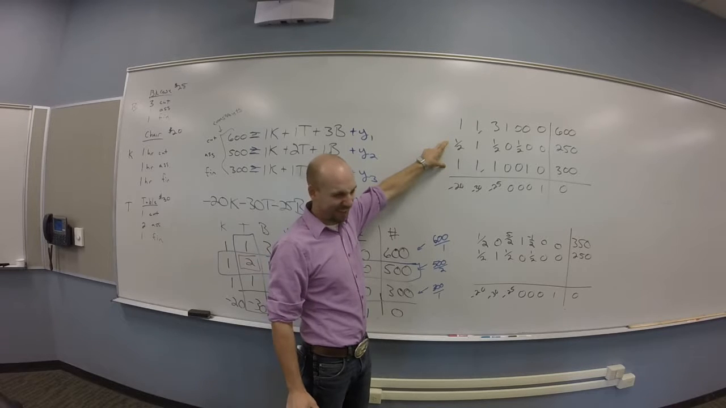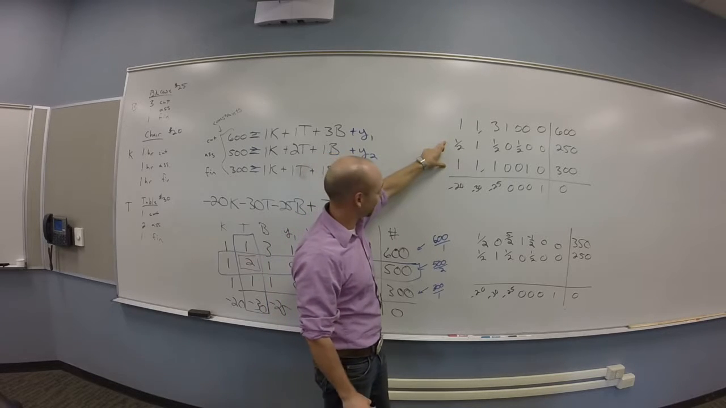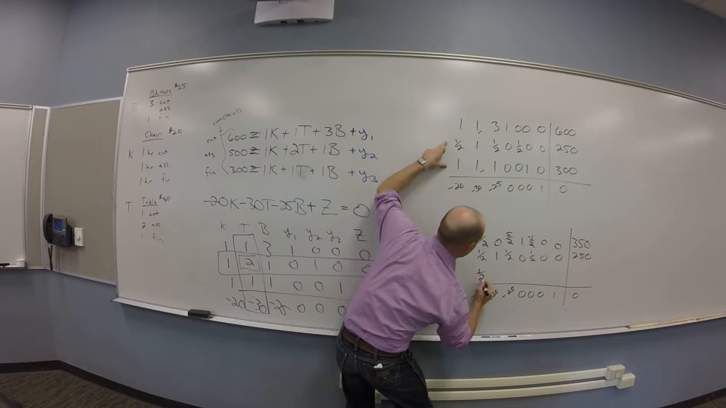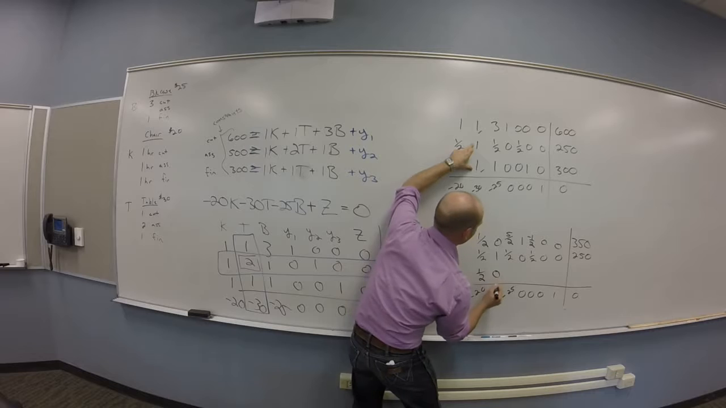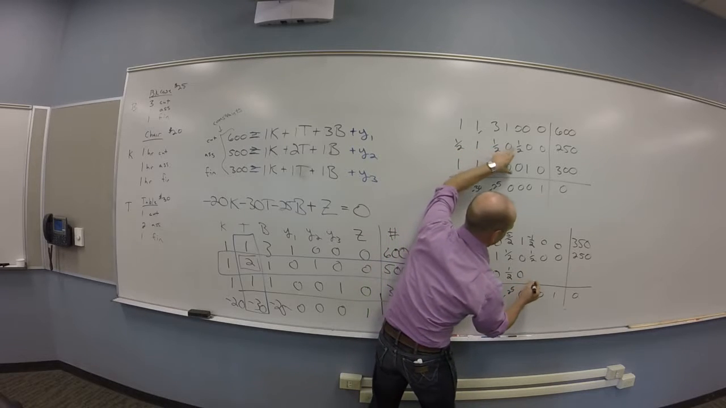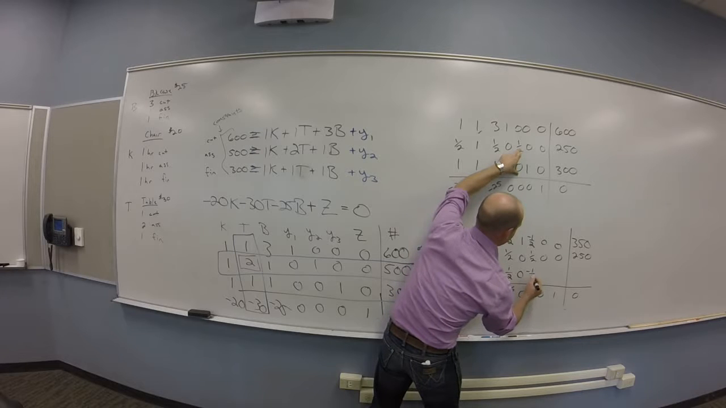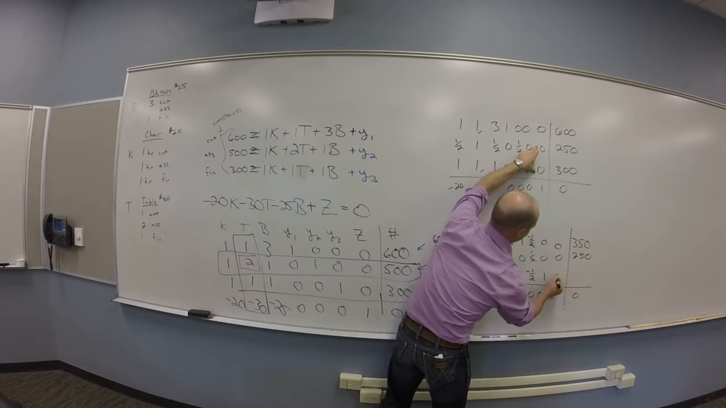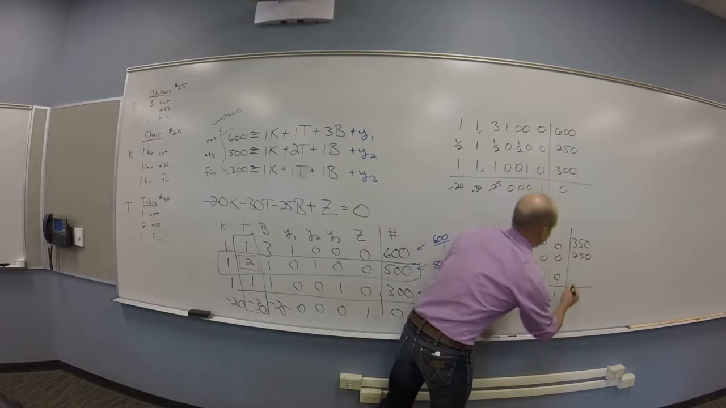Right, now they're in the wrong order. But I think we can manage. What do you get? 1/2. 1/2. 0. 0. -1/2. 1. 1. 0. 0.